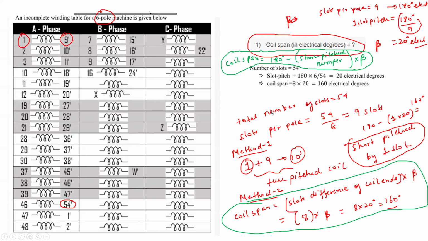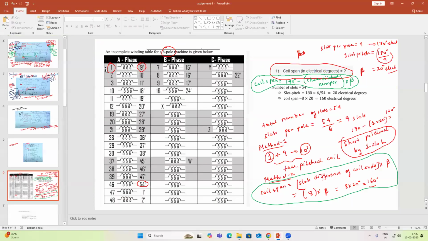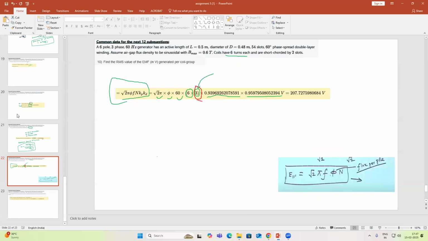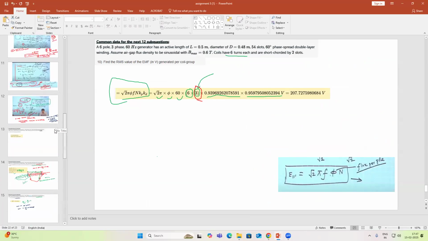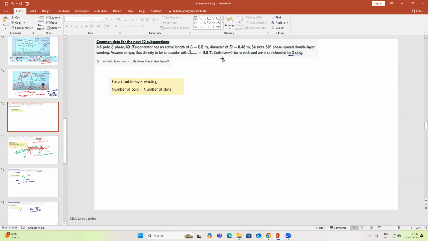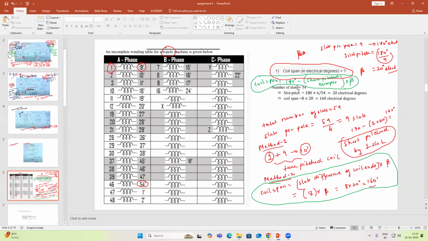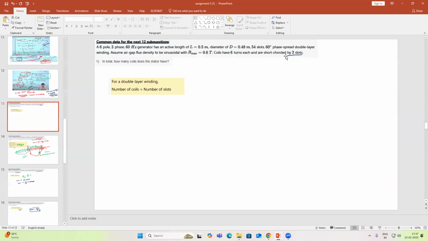So you will see that in the last assignment, if they have given you this winding table, you can directly use this formula here, okay? But if they have given you something like this, information that coils have 6 turns each and are short chorded by 2 slots, they are telling you that it is short pitched by 2 slots. So in this case you have to use this kind of information. Coil span is equal to 180 degree minus 2, because it is 2 slots short.